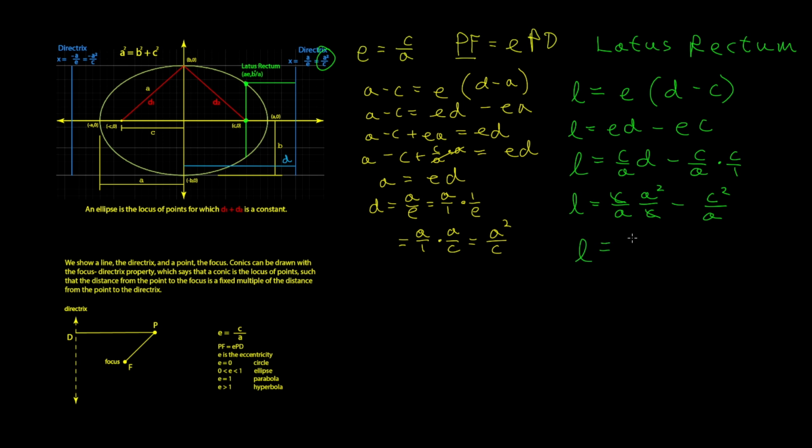L equals then, we've got a common denominator, a squared minus c squared over a. And remember that in an ellipse, a squared equals b squared plus c squared. Therefore, a squared minus c squared is b squared over a. And that is how we get this. The end point of the latus rectum is ae, and the y coordinate is b squared over a, which is what we have here. Will you need to know these for your class? Who knows? But it's good to be able to derive them from scratch, just so if you absolutely have to, you can do it.